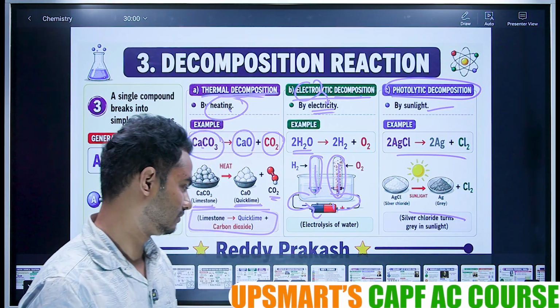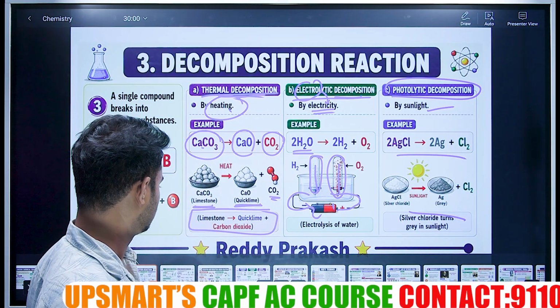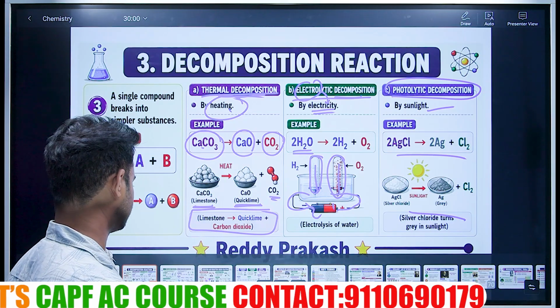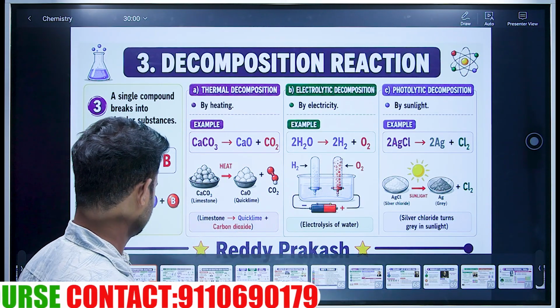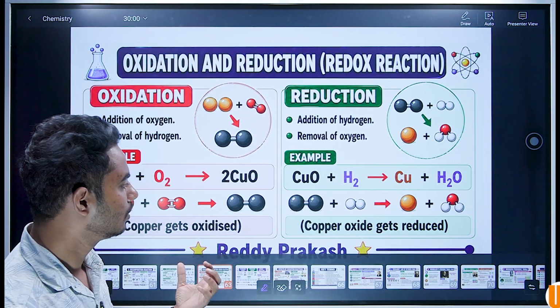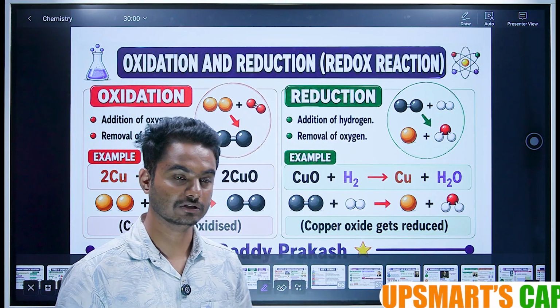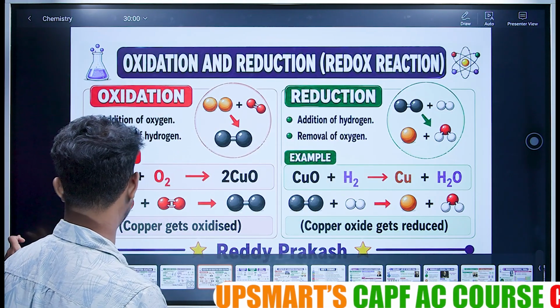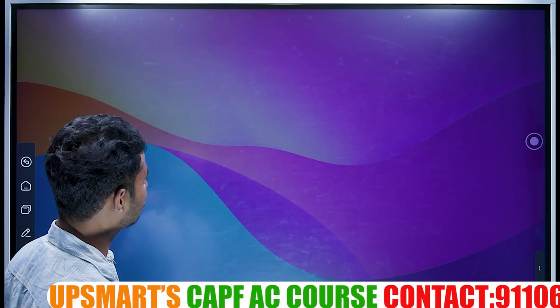Okay, next, oxidation and reduction reaction. What is oxidation? What is reduction? So let us first understand what oxidation is and what reduction is.